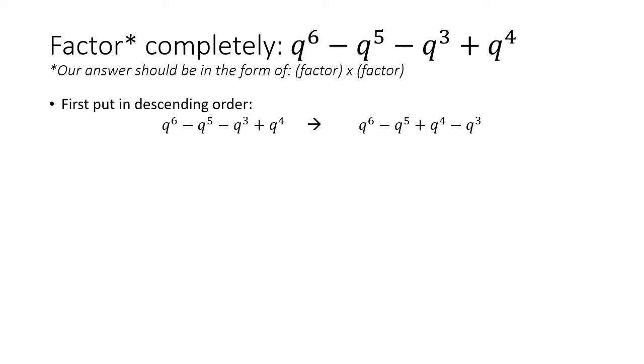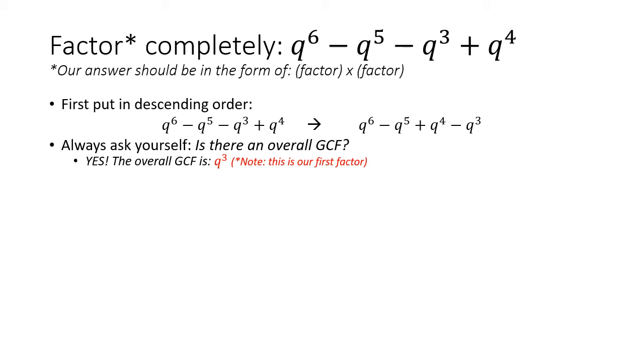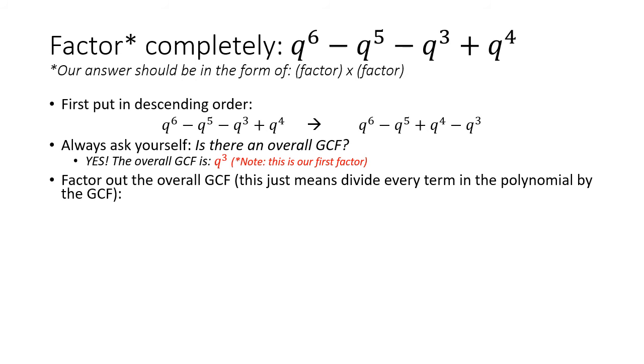Once you've done that, whenever you're asked to factor, the first question you're asking yourself is, is there an overall GCF? Okay? And yeah, there is. The overall GCF here is q cubed, because all of these terms, the biggest thing they all share is a q cubed. So that is going to be our first factor. Remember, we're putting things in the form of factor times factor. So when I write this factorization at the end, that's going to be my first factor, okay?